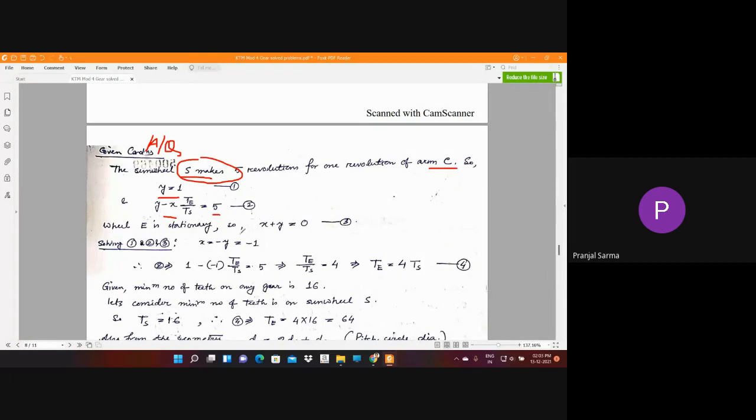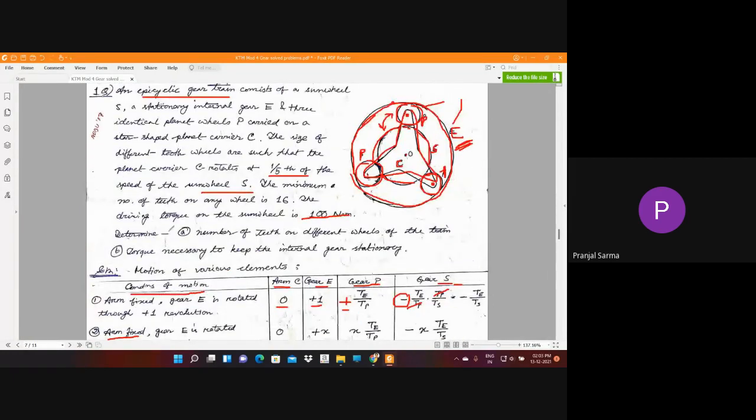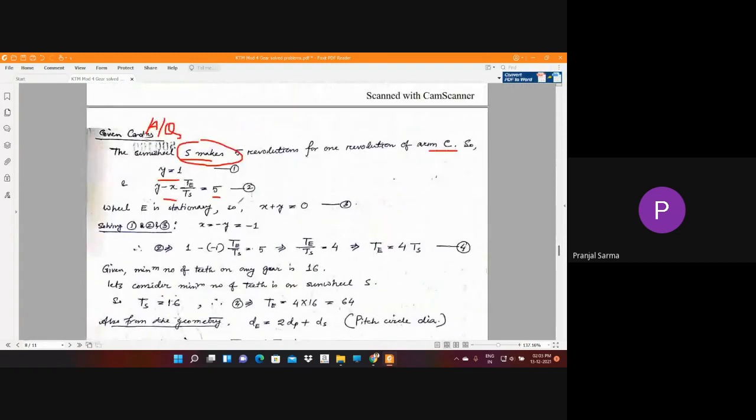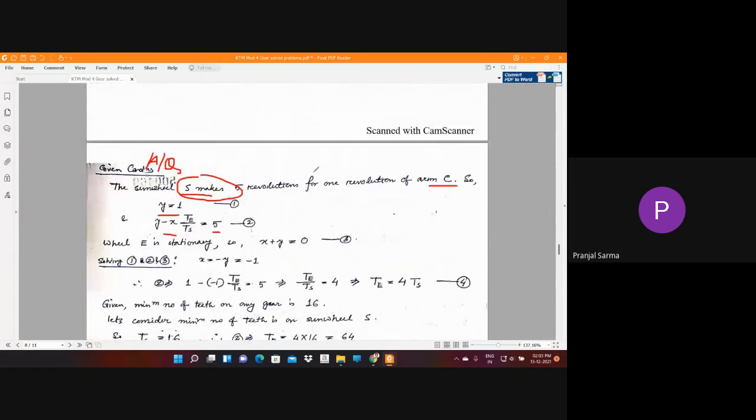Also, if you come back to the question, it is said that there is a stationary internal gear E and 3 identical planetary gears. Stationary internal gear E means whatever is the motion of gear E, stationary means it is 0. That means x plus y, which is the motion of E, is equal to 0. Now the equation y equals 1 is number 1, this is number 2, and this is the third condition.